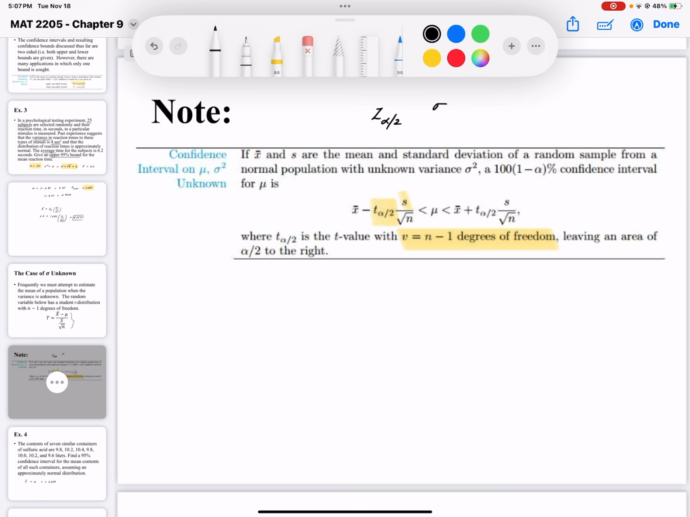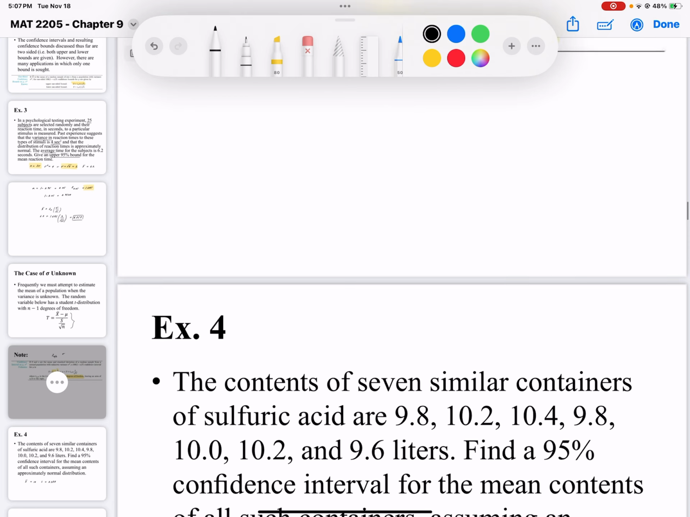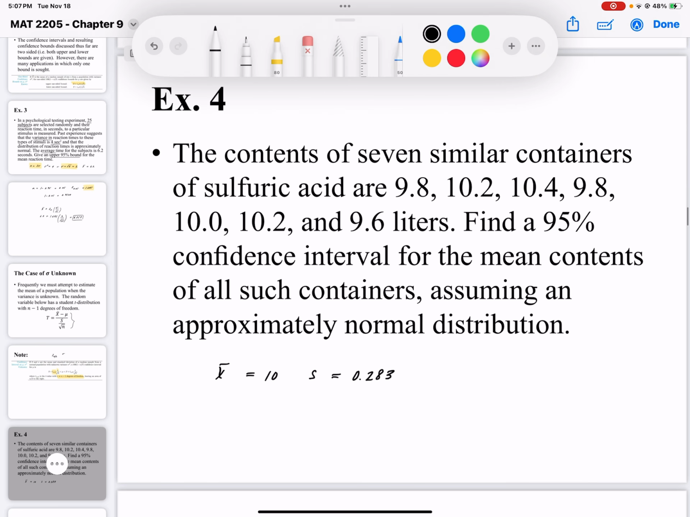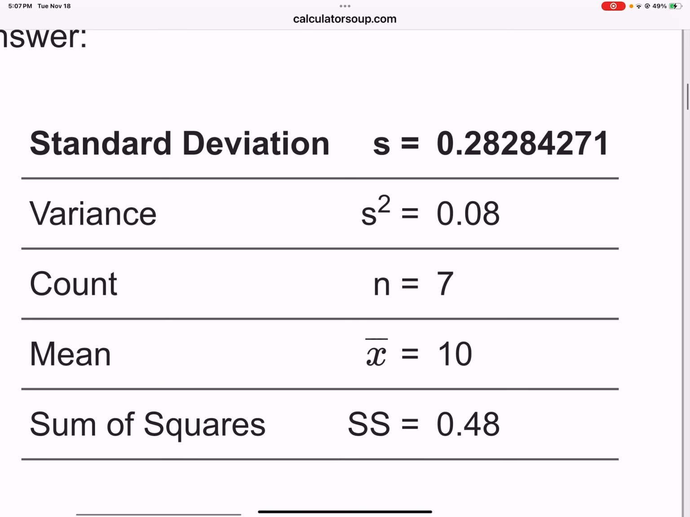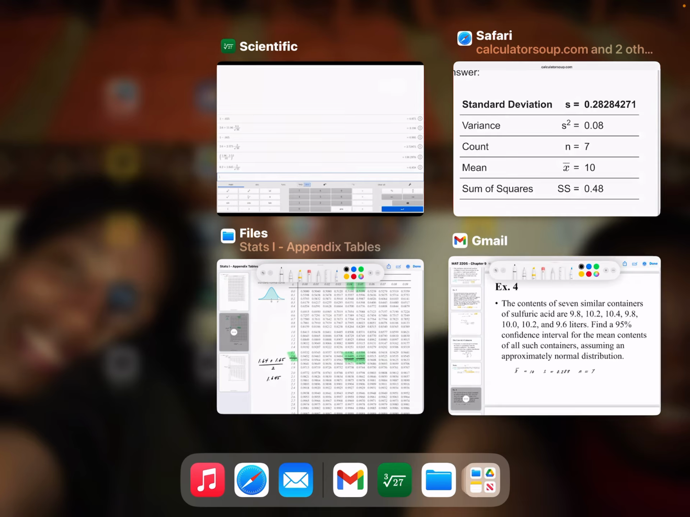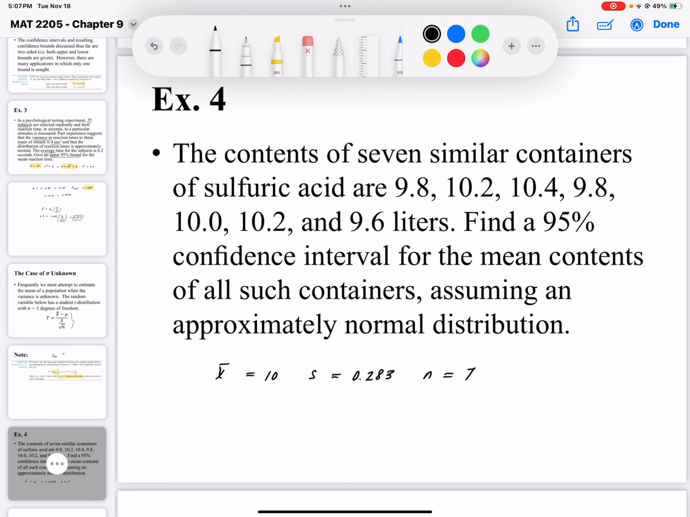Okay, well, let's look at our previous formula. This is exactly what we're plugging in. We need to find T sub alpha divided by 2. We have everything else. Okay, you see our sample size: 1, 2, 3, 4, 5, 6, 7 numbers. Make sure I plugged in all 7. Yes, so N is indeed 7. Good. And so now we just need T sub alpha.